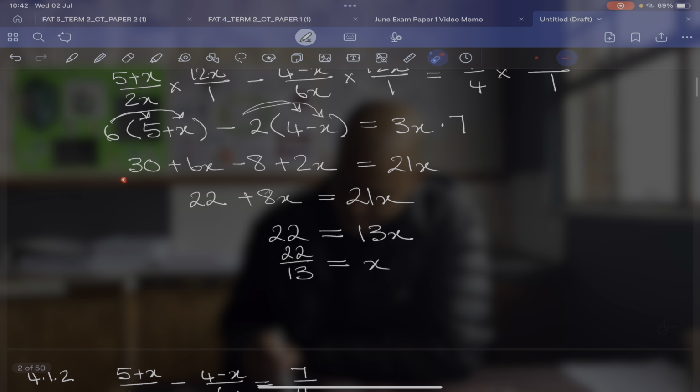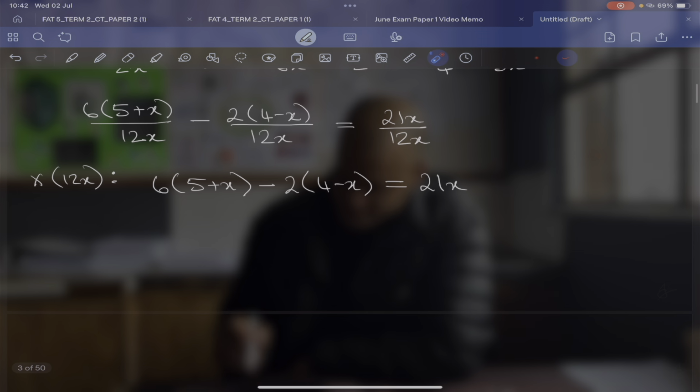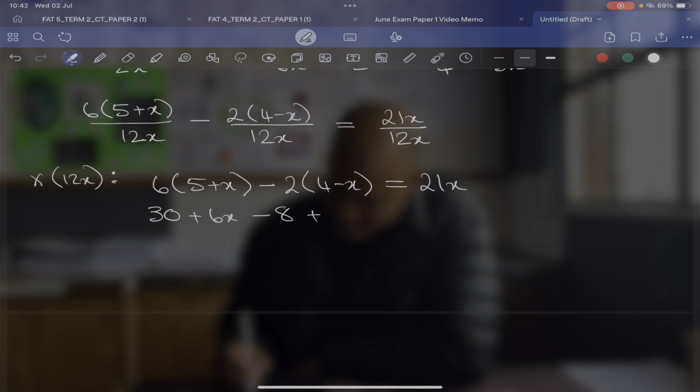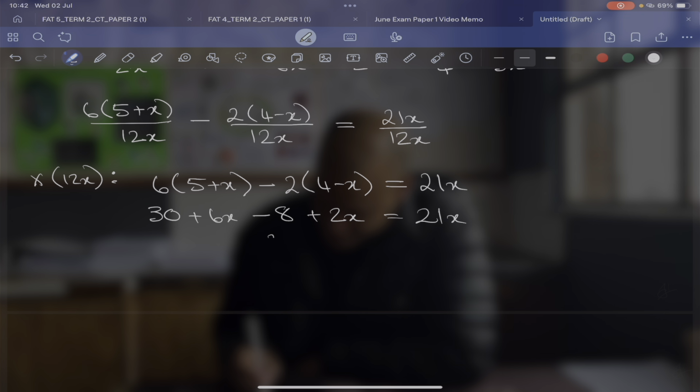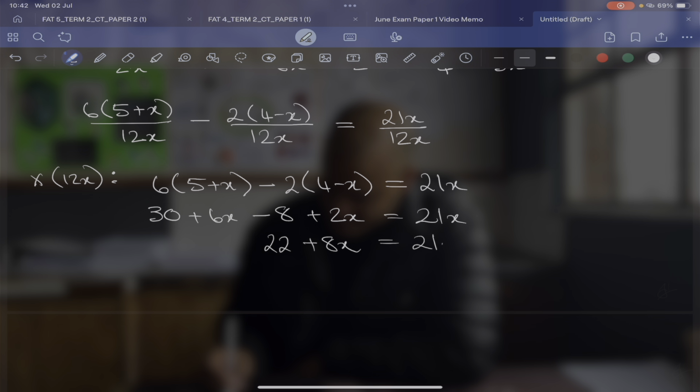So basically here, after we multiplied out, I will now do the same thing, multiply into the bracket, so that will be 30 plus 6x minus 8 plus 2x is equal to 21x. And then I have the exact same thing as before. I've got 30 minus 8, which is 22. I've got 6x plus 2x, which is 8x, is equal to 21x.